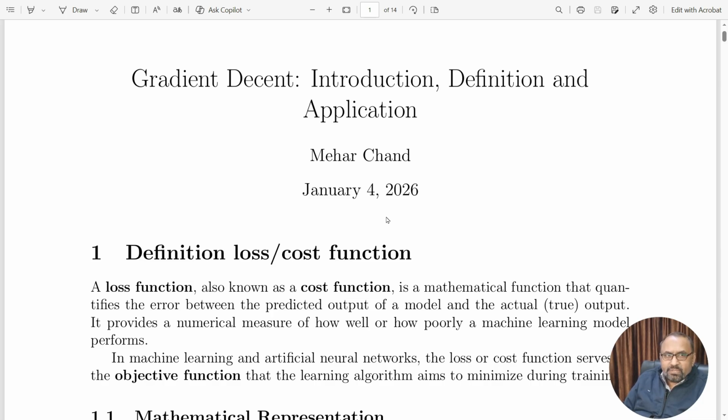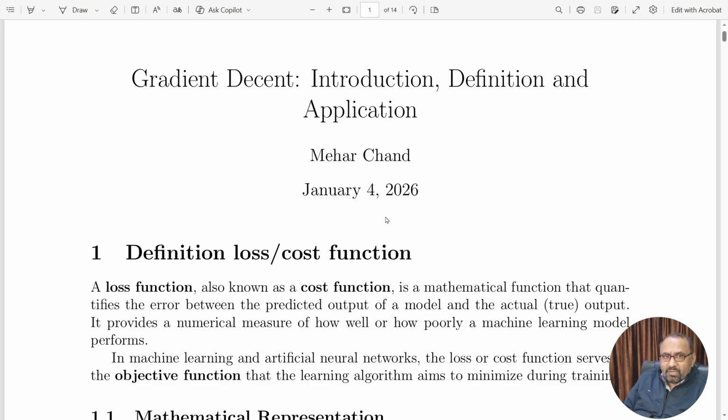For this purpose, we begin with the concept of the loss or cost function, which quantifies the error between predicted and actual outputs and serves as the objective the learning algorithm aims to minimize. Once we understand how errors are measured, we will see how gradient descent provides a systematic and efficient way to reduce this error by iteratively updating the model parameters.